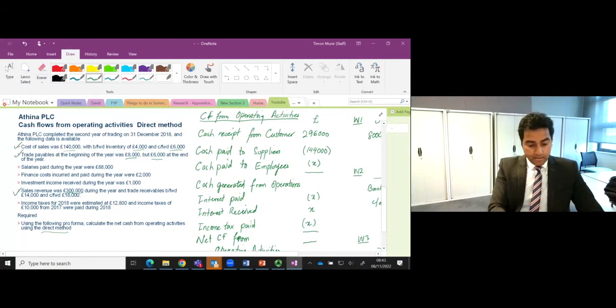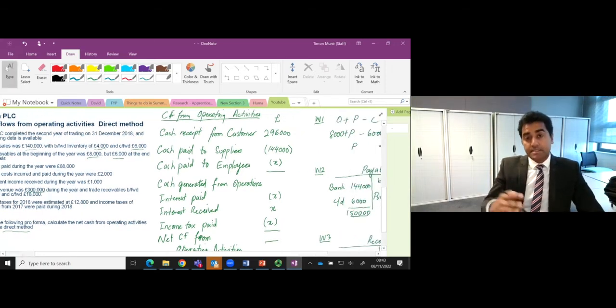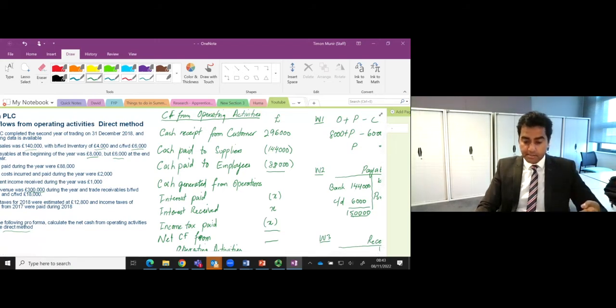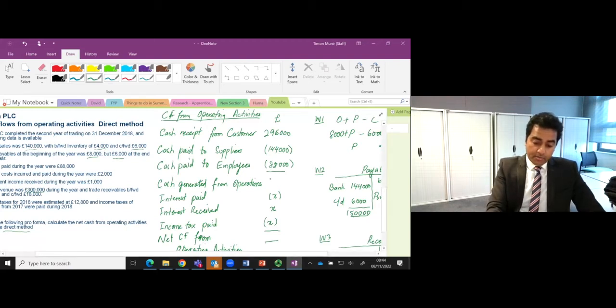Now salaries paid during the year was 88,000, so this is the amount which we have paid to our employees. So this is a real cash outflow, 88,000. I do not need to open a T account, I'll record it straight away because it's been given. Now I can add the cash I have received from my customers, 296,000, take away 144,000 to my suppliers, take away 88,000 to my employees. So the cash generated from operations is 64,000 pounds.